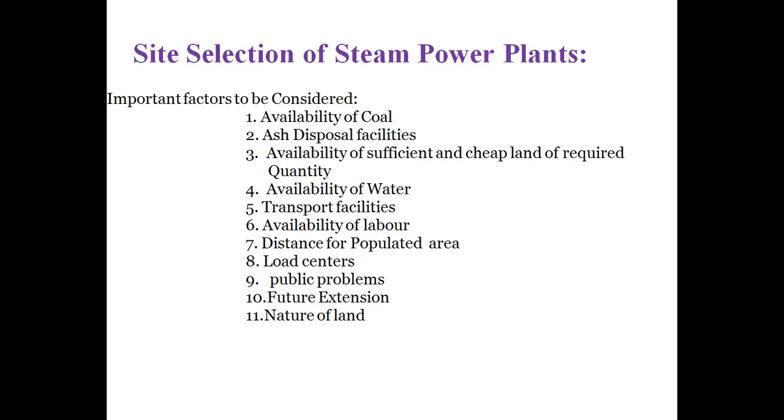Next one is the nature of the land. The nature of the land should have very good bearing capacity because it should withstand the dead load of the plant and the load transmitted to the foundation due to the machine operations. The minimum bearing capacity of the land should be 1 meganewton per meter square. So these are the various factors to be considered for selection of the steam power plants.